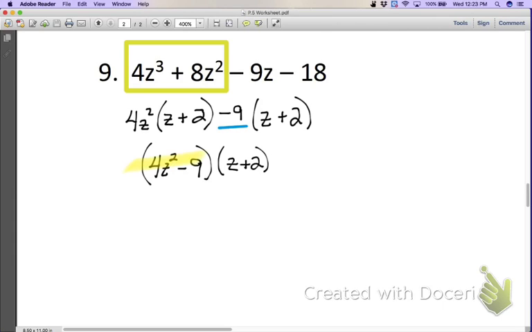That is denoted by the yellow highlighter. So then if we factor out the difference of 2 squares, 2z plus 3, 2z minus 3, and then just the z plus 2.